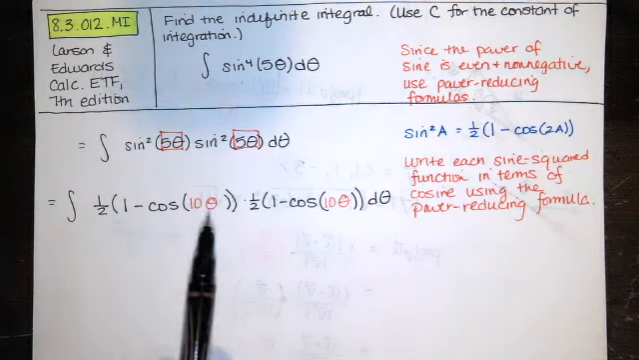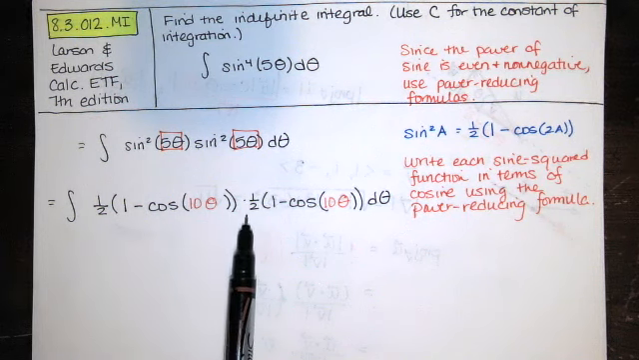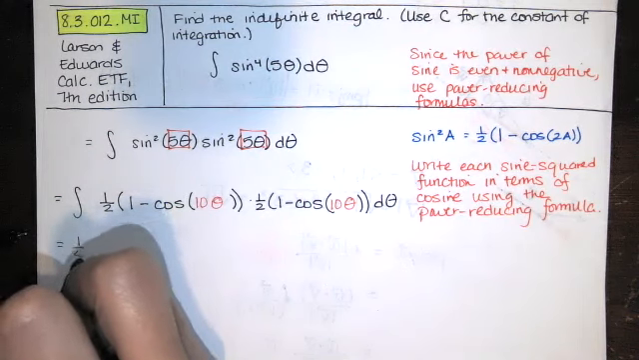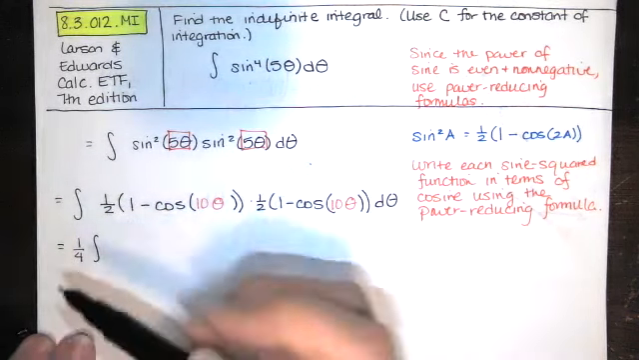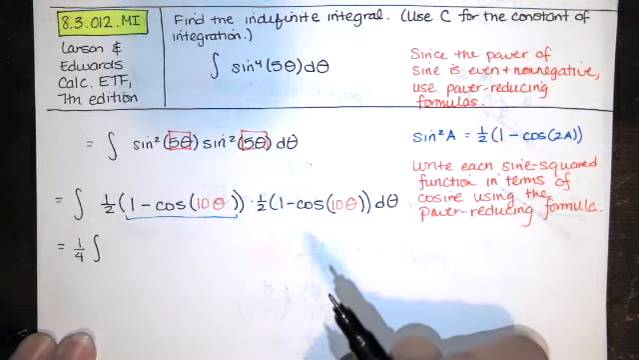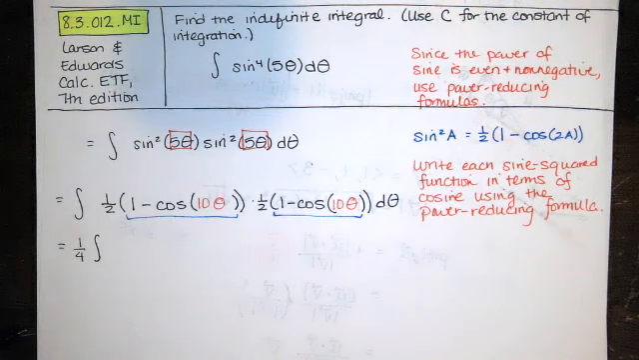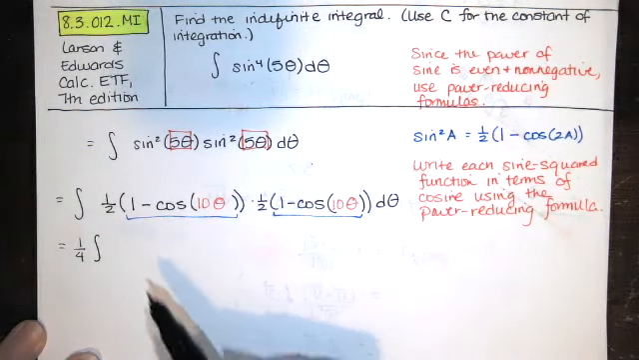And then remember, multiplication is commutative, so we can factor out this 1/2 times 1/2. 1/2 times 1/2 is 1/4. We can bring that outside. And then we can FOIL. We can take this 1 minus cosine function and multiply it by this 1 minus cosine, and just do first times first, plus outer times outer, plus inner times inner, plus last times last. And that's going to give us a trinomial.